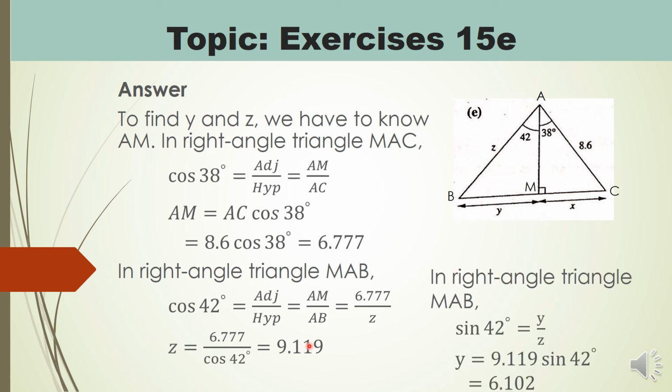Then you can find the value of y. Looking at the same triangle, y is the opposite side, and you have already found the hypotenuse. Sine 42 equals opposite over hypotenuse, that is y over z. So to find y, you take z multiplied by sine 42 degrees. Z was found to be 9.119, multiplied by sine 42 degrees. Using the calculator, your answer will be 6.102.